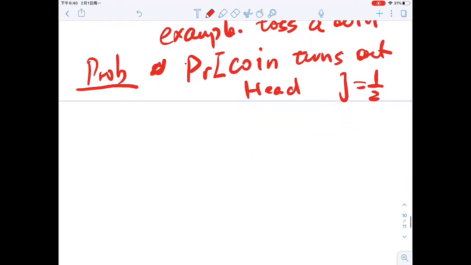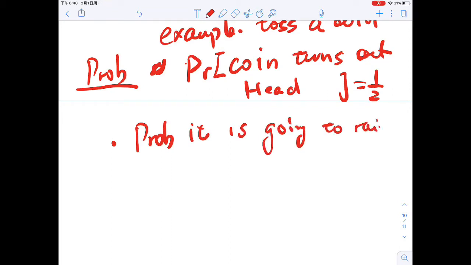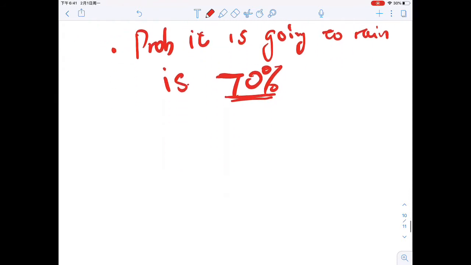And there are also other types of probability statements. For instance, in the weather forecast, you are going to see people say that the probability it is going to rain is, say, 70%. I'm making up this number. So this would be the second type of probability statement we are going to see.